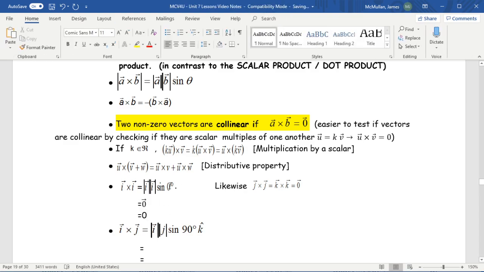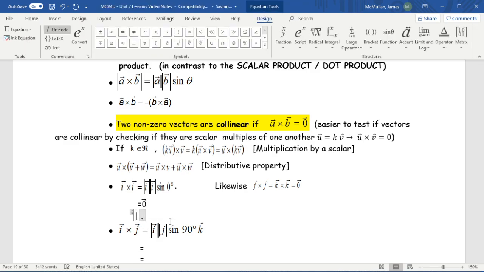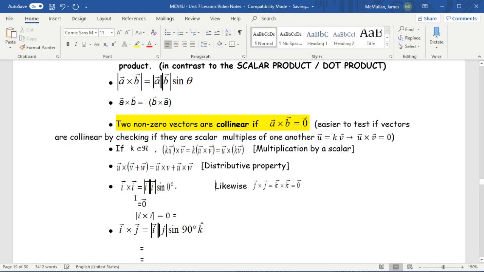I don't actually like what they've written up here. I don't think this is useful. If you cross i with itself, your answer is the 0 vector. If you want the magnitude of i cross i, I know this is painful to watch, but I want to make sure all the symbols are right. If you cross a vector with itself and check its magnitude, you just get 0. If you cross a vector with itself, you get the 0 vector.